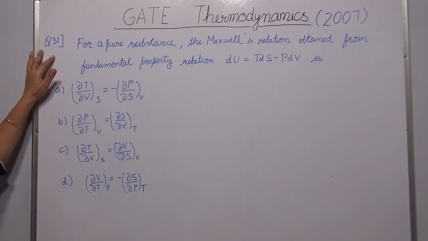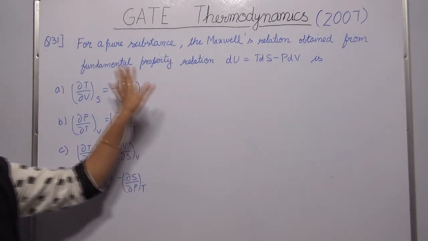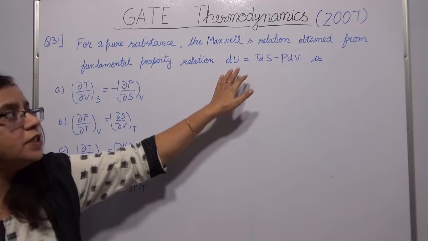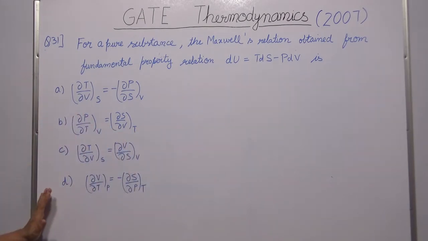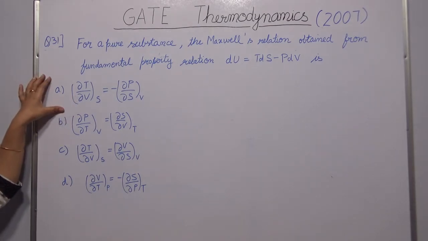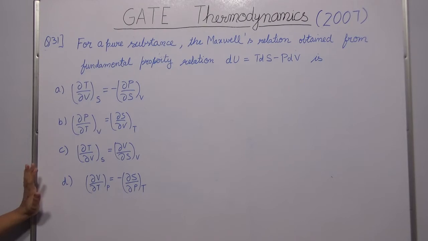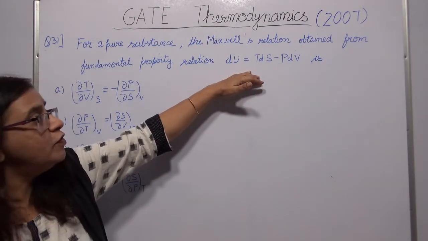So the next question is question number 31. They have said that for a pure substance, the Maxwell's relation obtained from the fundamental property relation dU is equal to TdS minus PdV is which one of the following? I have told you that there is no need to remember all these Maxwell's equations, because you can derive them directly then and there from this equation.